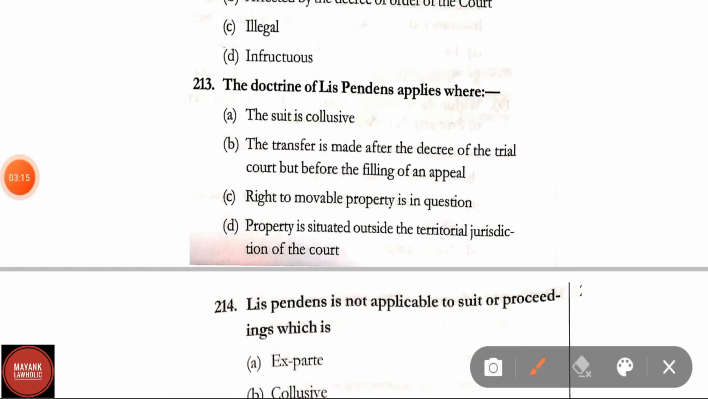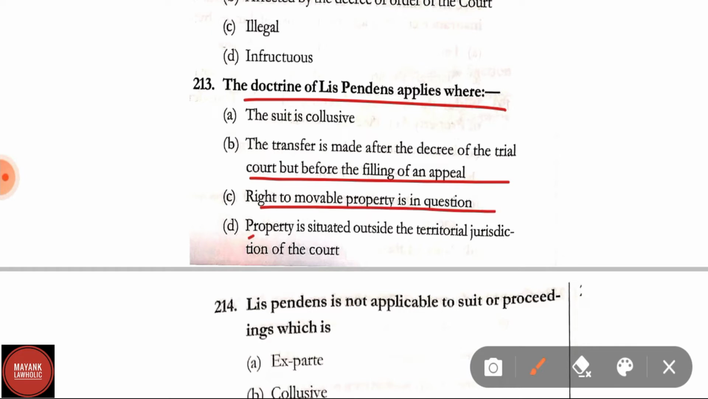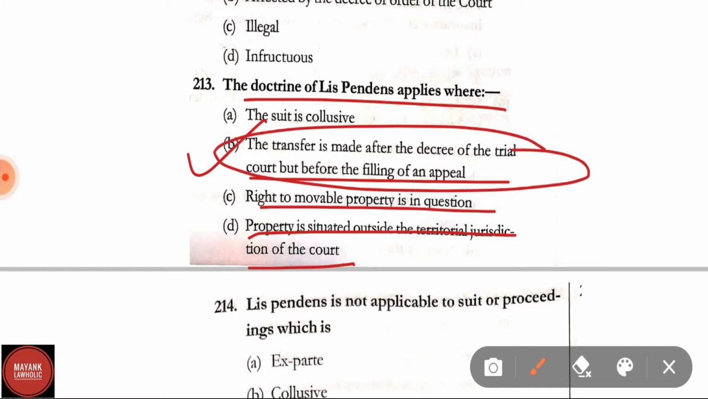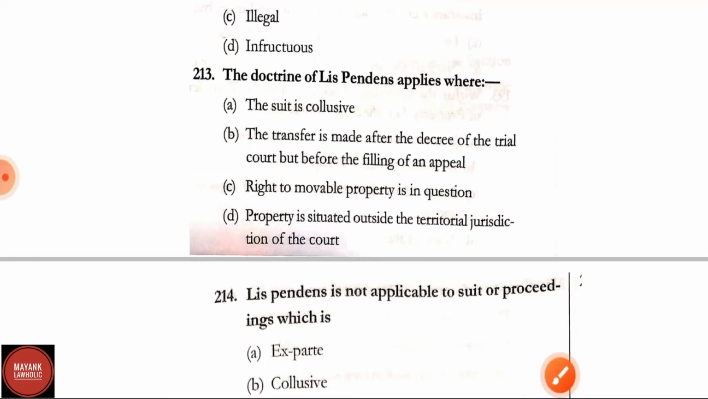Question number 213. The doctrine of lis pendens applies where the suit is collusive, the transfer is made after the decree of the trial court but before the filing of an appeal, right to movable property is in question, property is situated outside the territorial jurisdiction of the court. Correct answer is option B. The transfer is made after the decree of the trial court but before filing of an appeal.